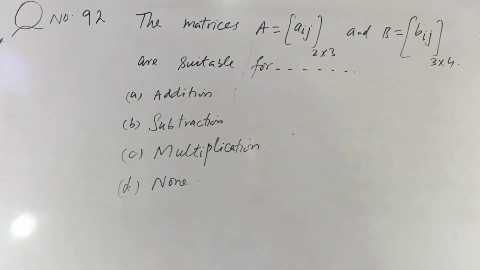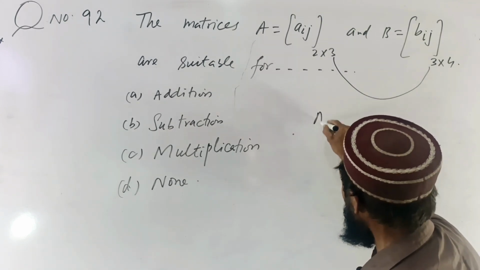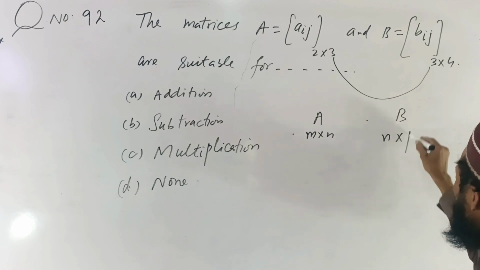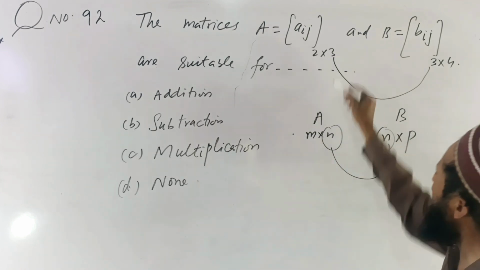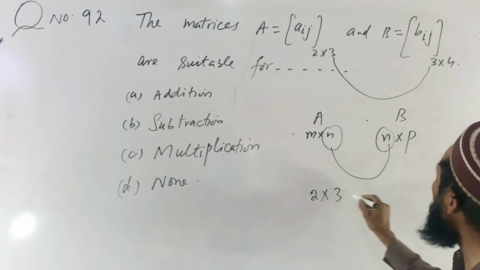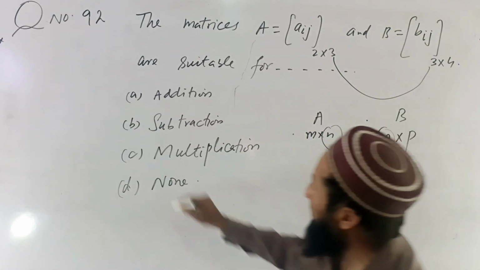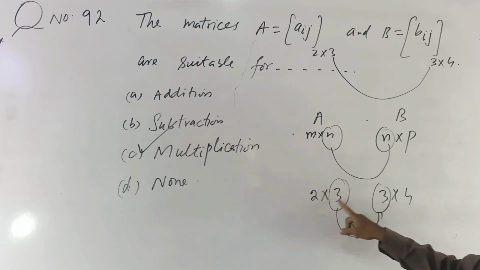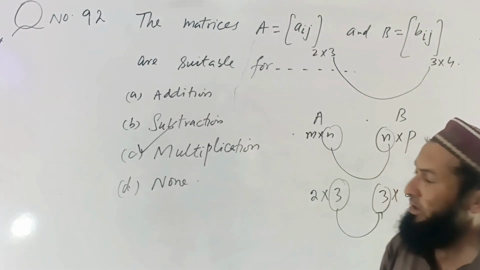So look here, in case of multiplication, if A is M cross N and B is N cross P, then in this situation the two inner values must be the same. In this case, 2 by 3 and 3 by 4 are given, so this will be the same. So multiplication is applicable for these matrices if these values are the same, that is, the columns of A are the same as the rows of B. So in this situation, multiplication is conformable for the given matrices.